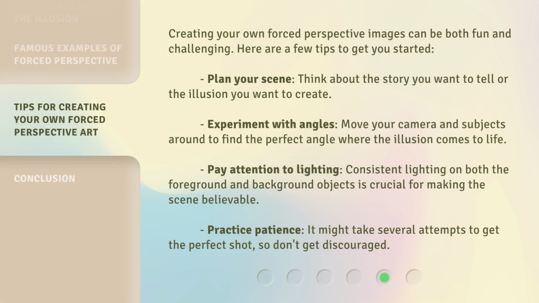Creating your own forced perspective images can be both fun and challenging. Here are a few tips to get you started. Plan your scene. Think about the story you want to tell or the illusion you want to create. Experiment with angles. Move your camera and subjects around to find the perfect angle where the illusion comes to life. Pay attention to lighting. Consistent lighting on both the foreground and background objects is crucial for making the scene believable. Practice patience. It might take several attempts to get the perfect shot, so don't get discouraged.